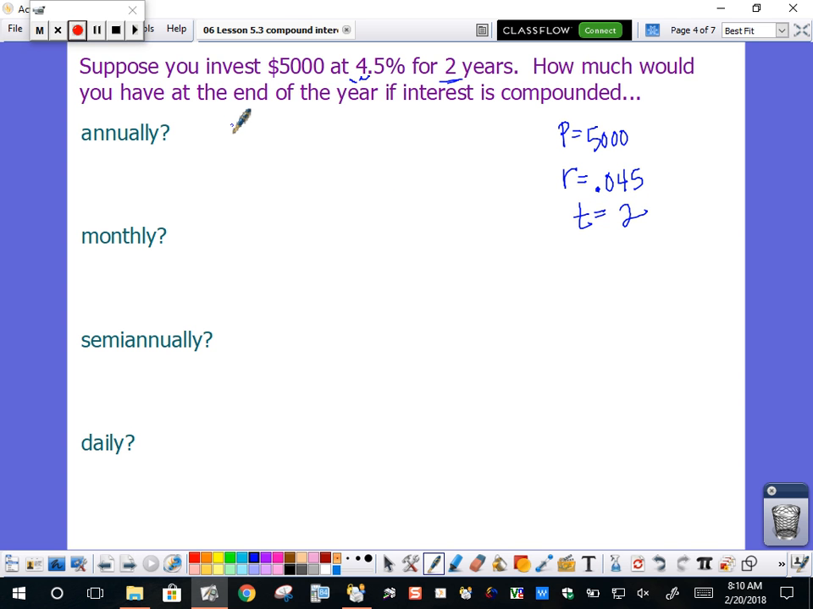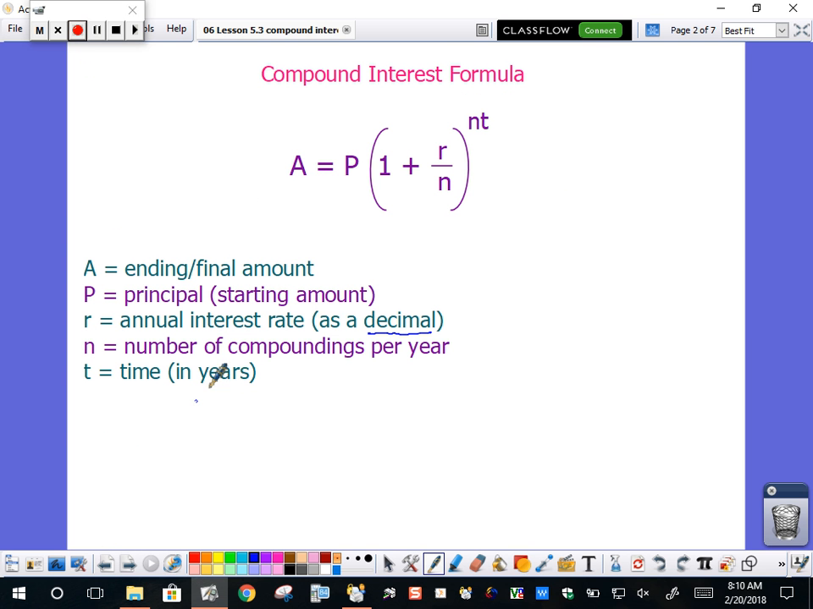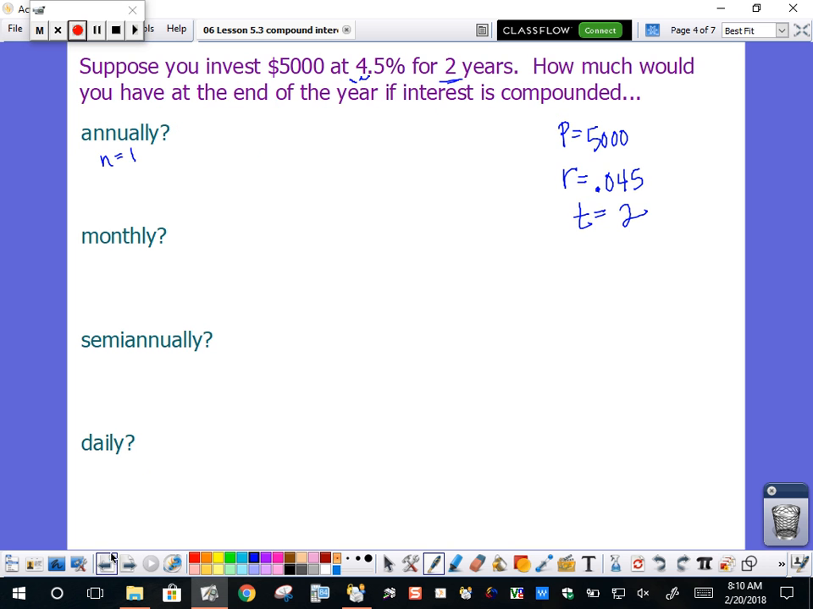So how much would you have at the end of the 2 years? We're trying to find the ending amount if interest is compounded annually. So if interest is compounded annually, then N will be 1. So go back here and look at our formula. A is equal to P, and then in parentheses 1 plus R over N, and then to the power of NT. So we're just going to fill into the formula.